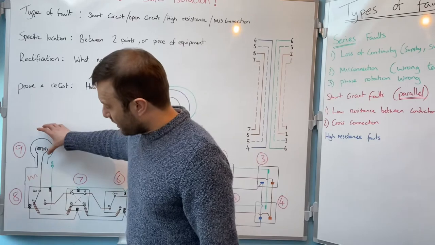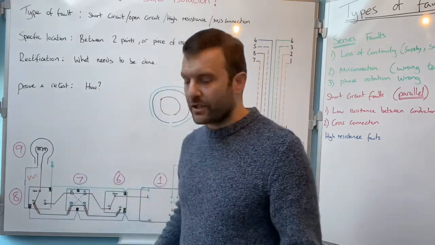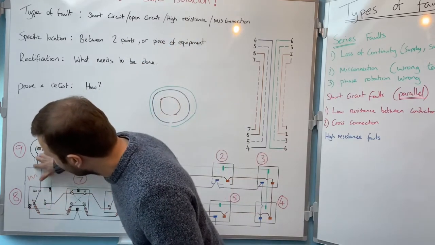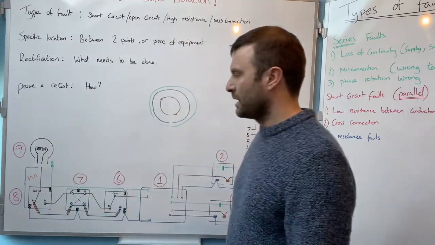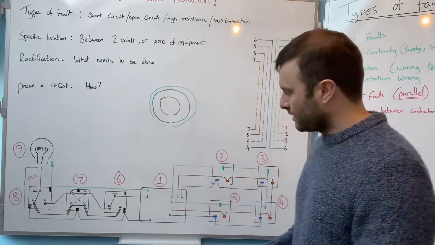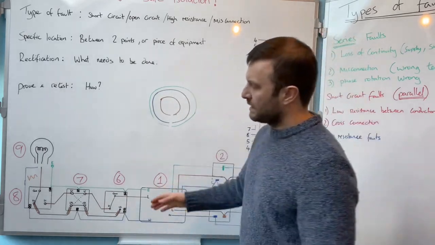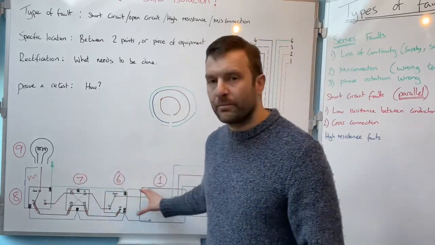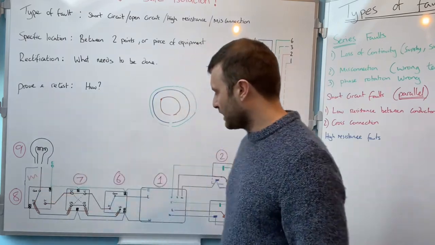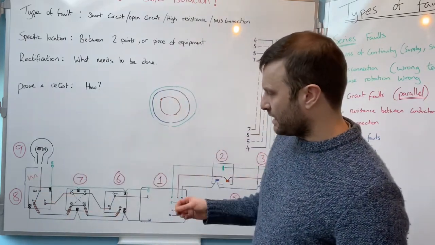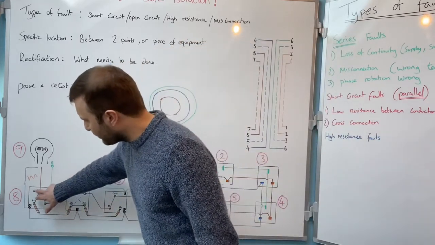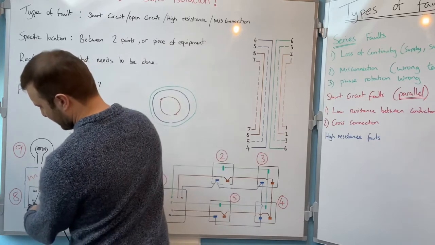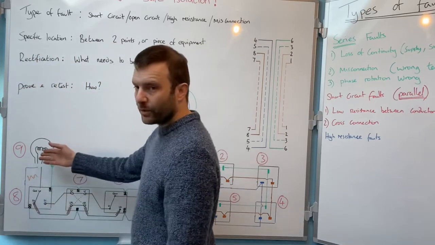Now, for that to work with an insulation resistance tester, I need to remove the lamp, okay? Because otherwise that's going to give me a false reading, okay? So I disconnect the lamp. Test between live and neutral, still got a fault. Now I need to work out which switch it's between and which point. So what I would then do is disconnect this cable here out of the light, test it there, and I would prove the fault.